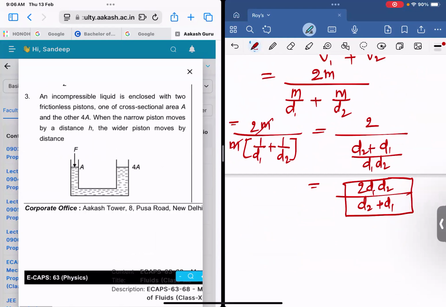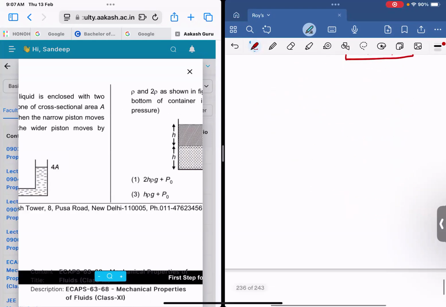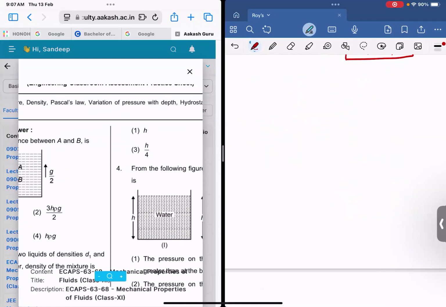Now, question number 3 says an incompressible liquid is enclosed with two frictionless pistons, one of cross sectional area A and the other of cross sectional area 4A. When the narrow piston moves by a distance h, the wider piston moves by how much distance? Here at A, you have applied a force F, it looks like, and we have the options here.